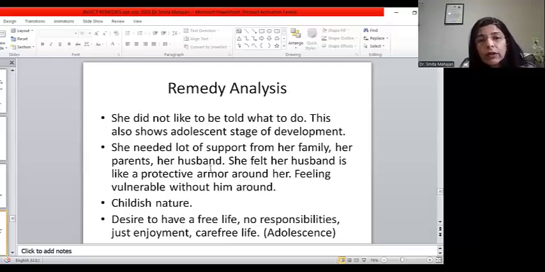But although she needed a lot of support from her family, her parents and her husband, she felt her husband is like a protective armor around her. She has the feeling of being vulnerable without him. She was very childish in nature.